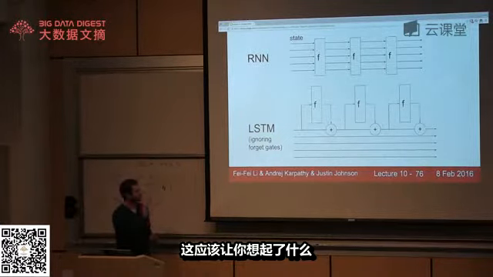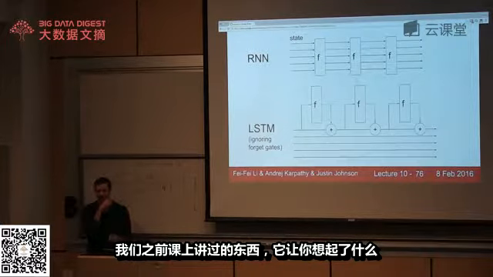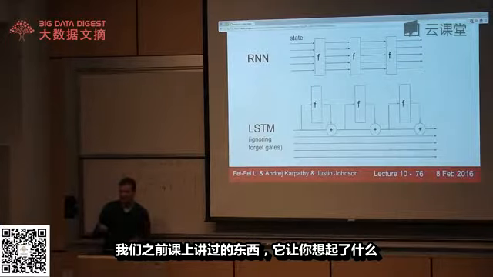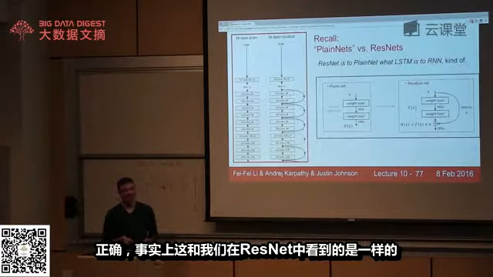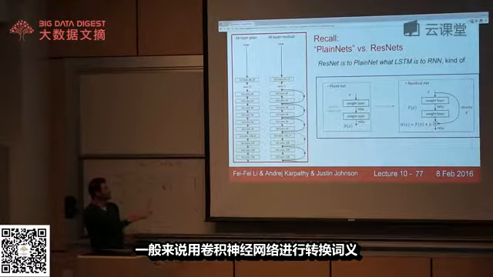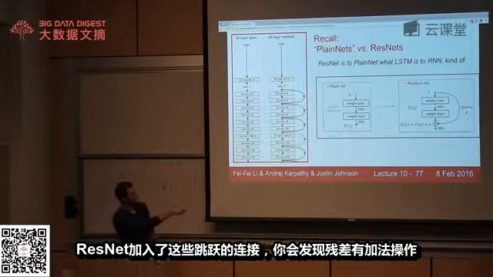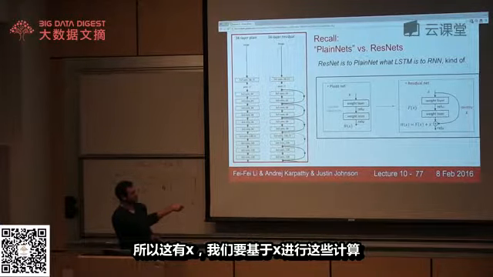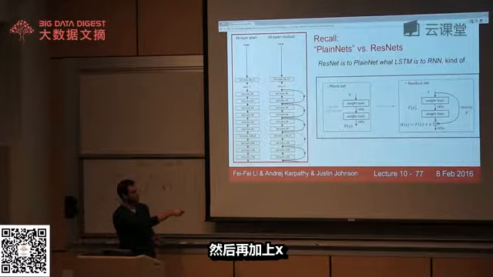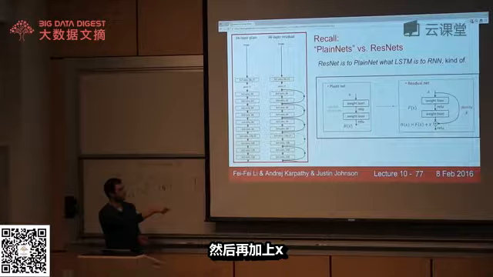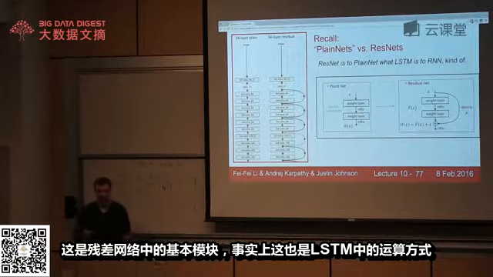Now, this should actually remind you of something that we've already covered in the class. What does it remind you of? ResNets, right? Yeah. So in fact, this is basically the same thing as we saw with ResNets. Normally with a ConvNet, we're transforming the representation. ResNet has these skip connections here. And you'll see that basically ResNets have this additive interaction. So we have this X here. Now we do some computation based on X, and then we have an additive interaction with X. And that's the basic block of a ResNet, and that's in fact what happens with an LSTM as well.